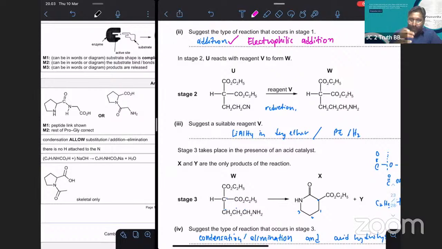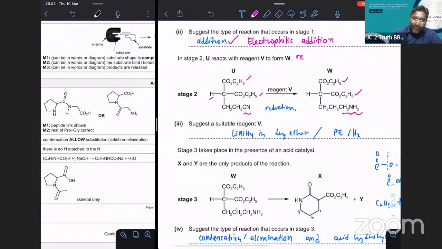So when W is formed, we can see what happens over here. The moment I can see everything is the same, except the CN is changing into NH2. So what happens over here? This is going to be a reduction. So suggest a suitable reagent V. This is going to be reduction of nitrile.